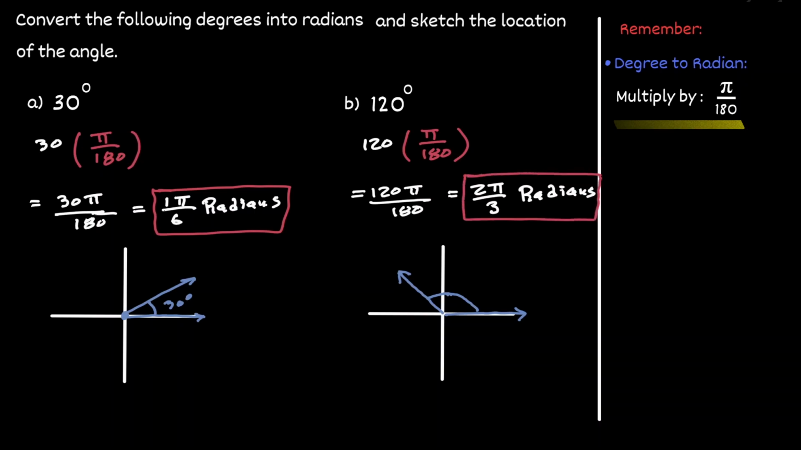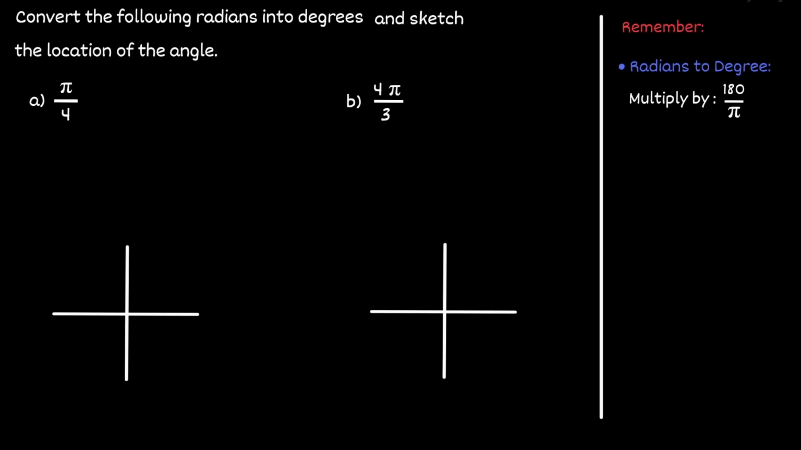Now let's take a look at how we can go the opposite way, from radians to degrees. We are given radian measurements, and we want to convert them to degrees. The idea is the same. We need to multiply by a scale factor, but now notice that the scale factor is 180 divided by pi, the reciprocal of what we used in our previous examples. Notice that it's a little bit complicated to represent the angle pi divided by 4. That's going to be easier when we convert it into degrees.